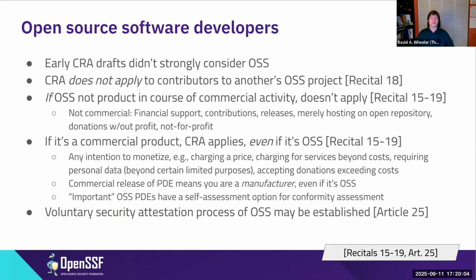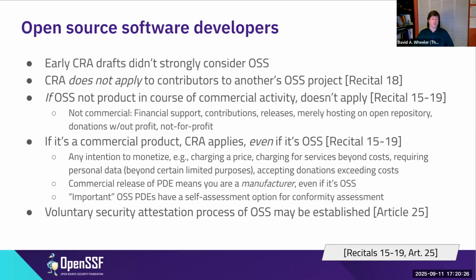If the open source software is not a product in the course of commercial activity, the CRA generally doesn't apply. Okay, and it defines what things are that don't make it commercial. Financial support that doesn't exceed your costs, contributions, releases, hosting, and so on.